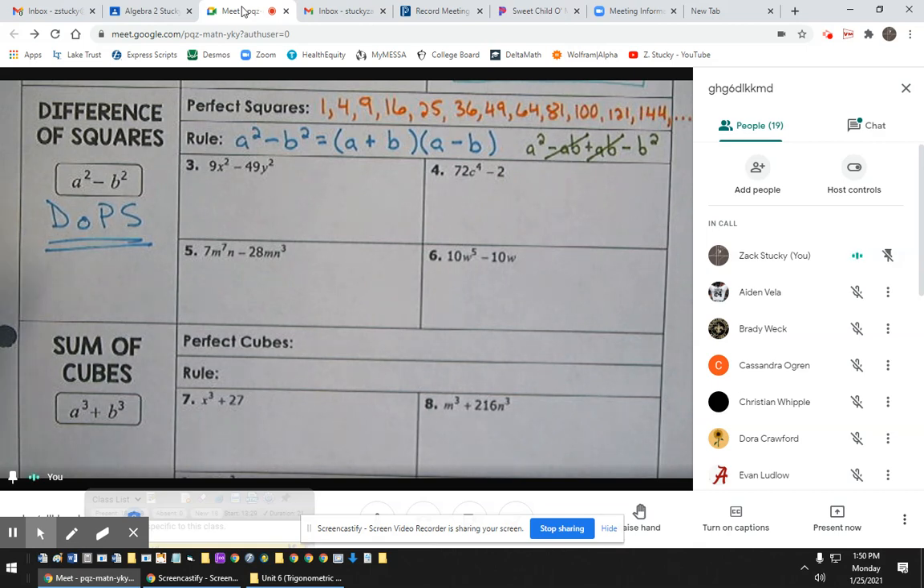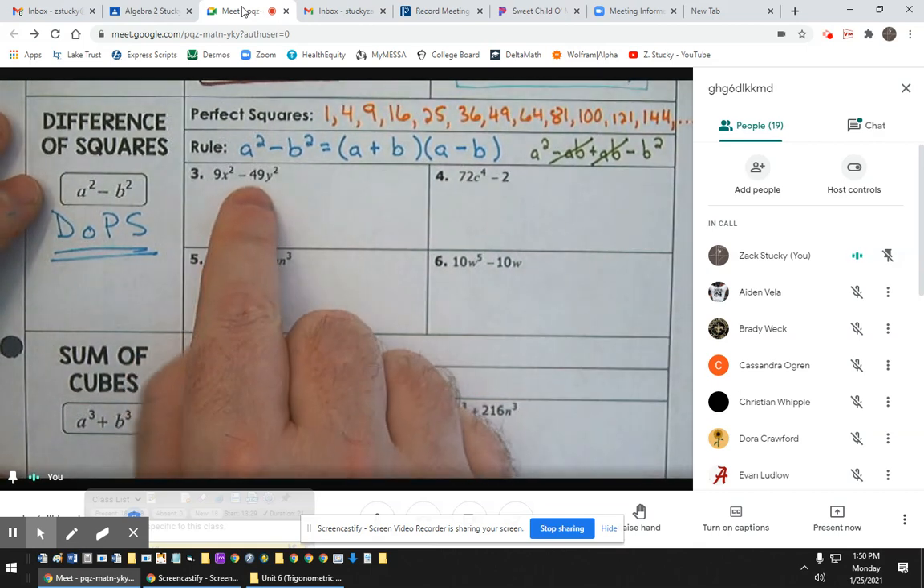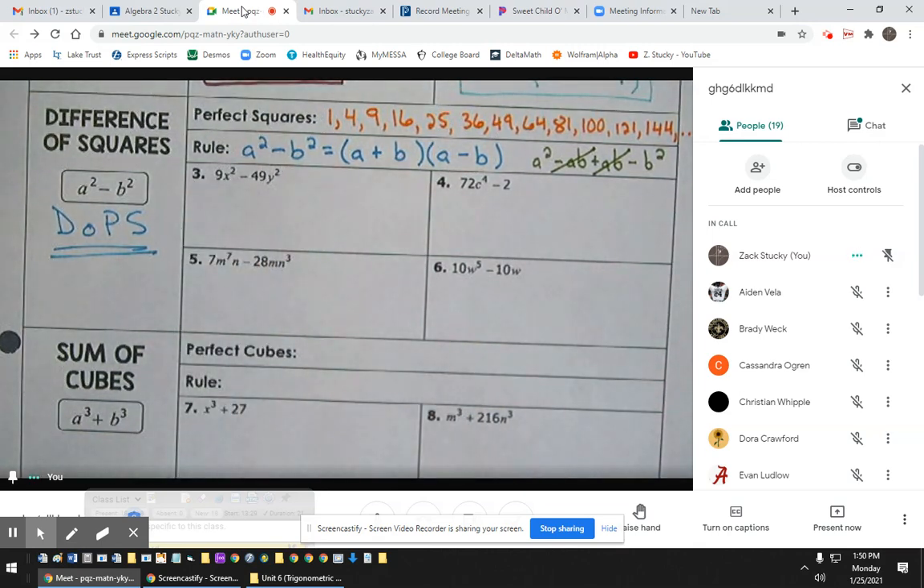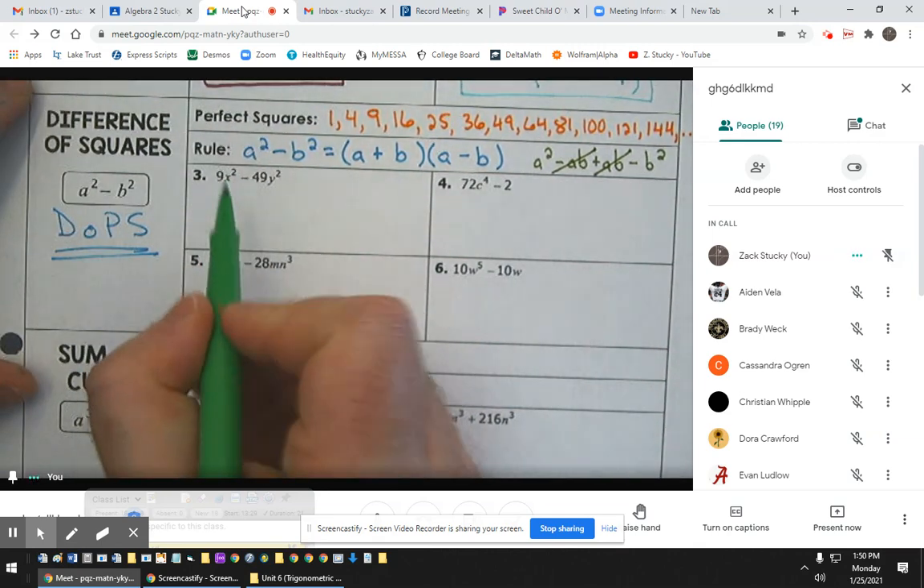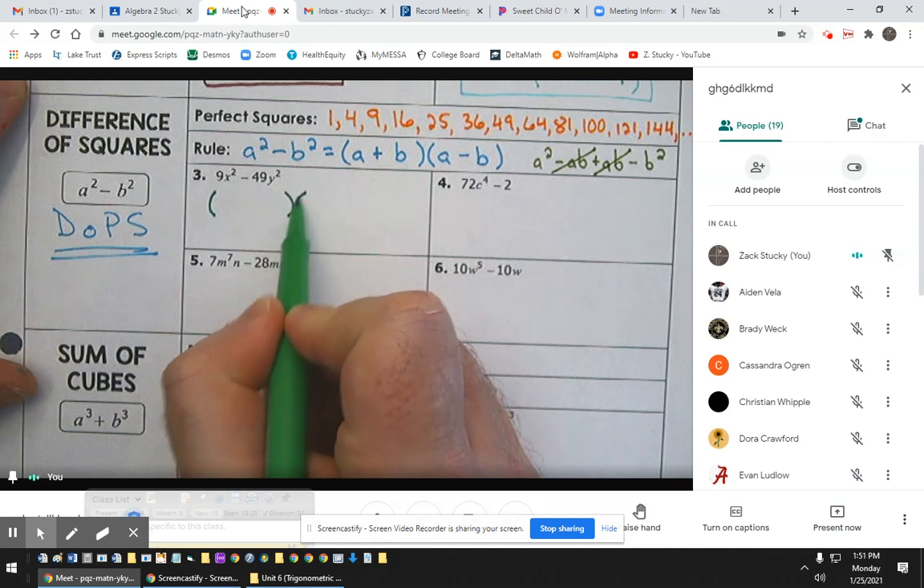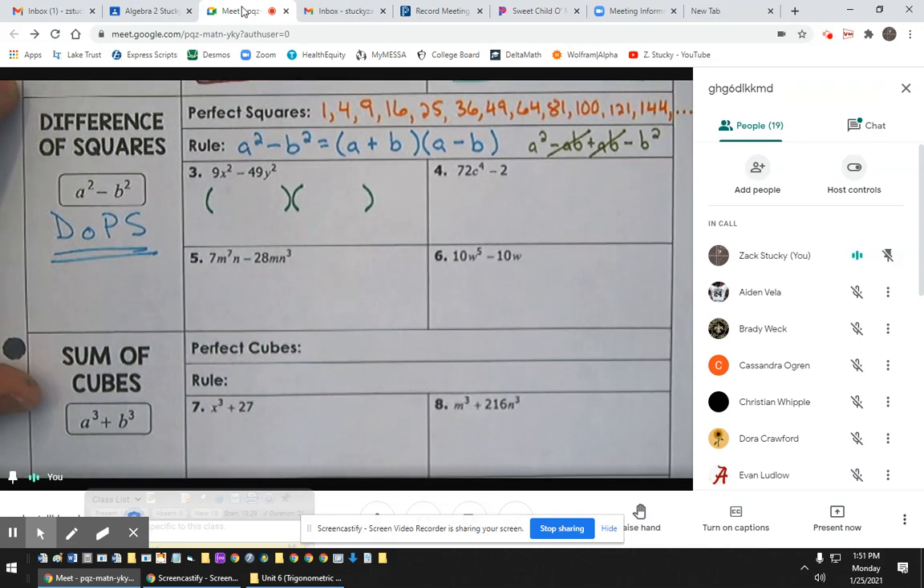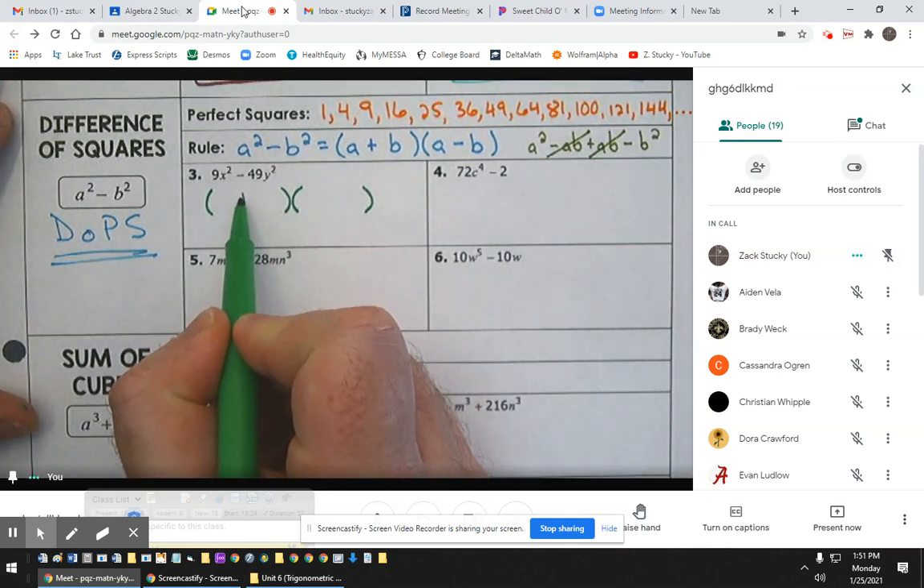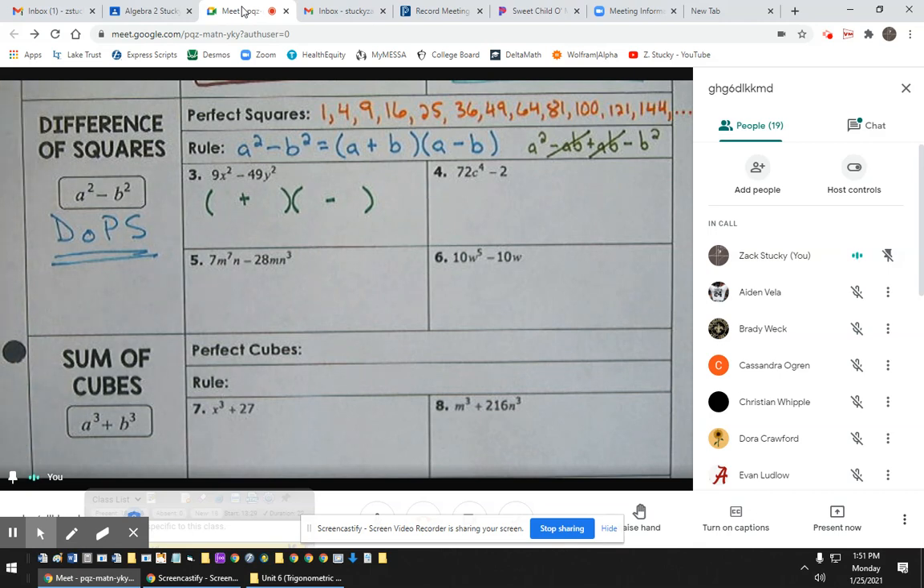So how do we recognize it? Well, you first have to recognize that you have perfect squares. What's special about the numbers 9 and 49? They're odd. Yeah, that's true. But what's special about them besides that? What's more special about them? They're perfect squares. I know the answer to a factoring problem has parentheses. These are perfect squares, which means it's a dopes. So I know another thing. What else do I know? One of them's a plus and one of them's a minus.